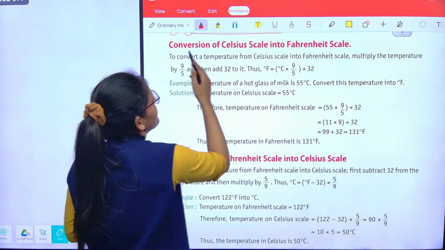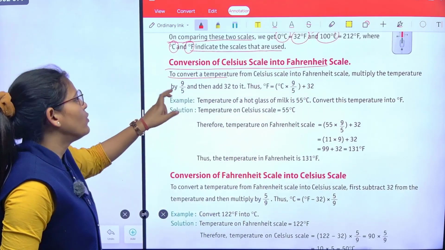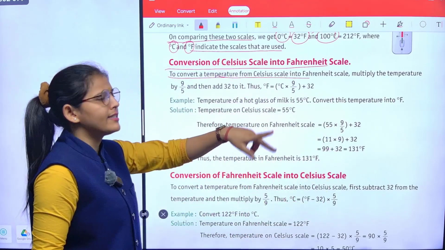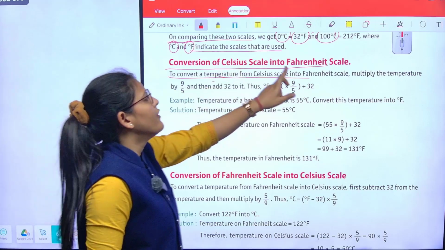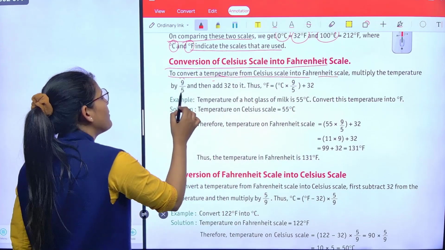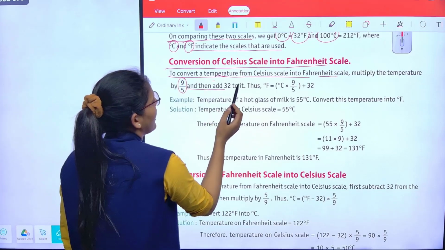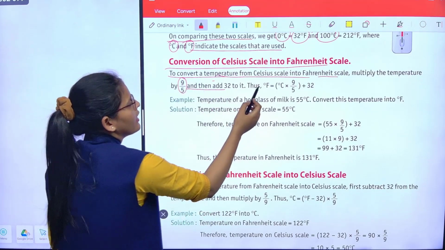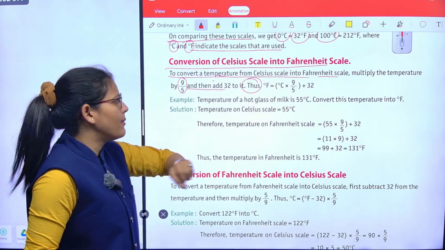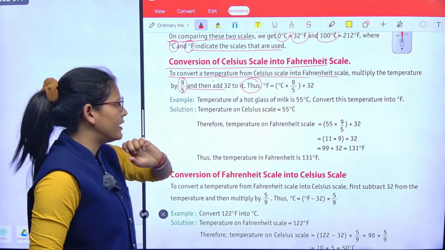Now, conversion of Celsius scale into Fahrenheit scale. To convert a temperature from Celsius scale into Fahrenheit scale, multiply the temperature by 9/5 and then add 32 to it. Thus, Fahrenheit is equal to Celsius multiplied by 9/5 plus 32.